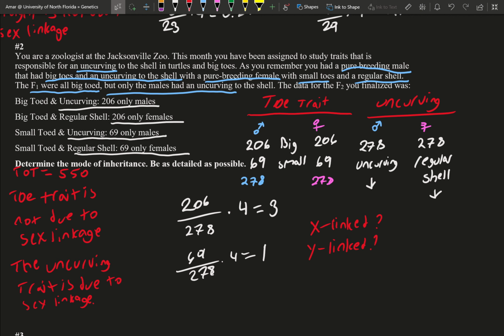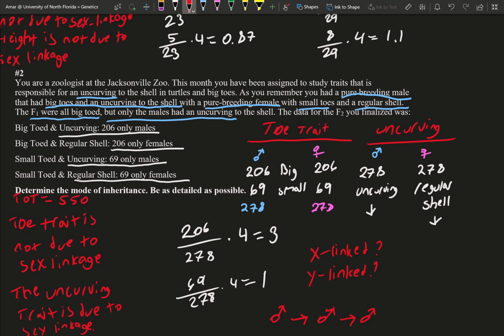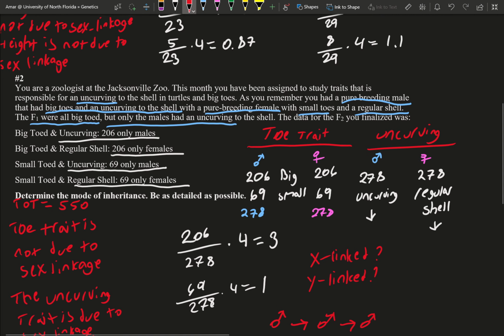The reason why it's easy is because every single male is going to give their trait to every single male, and so on and so forth, right? So what you can do is look at the problem from the original paragraph, and write down what the phenotype of the male was. The phenotype of the male was that he had an uncurving to the shell.